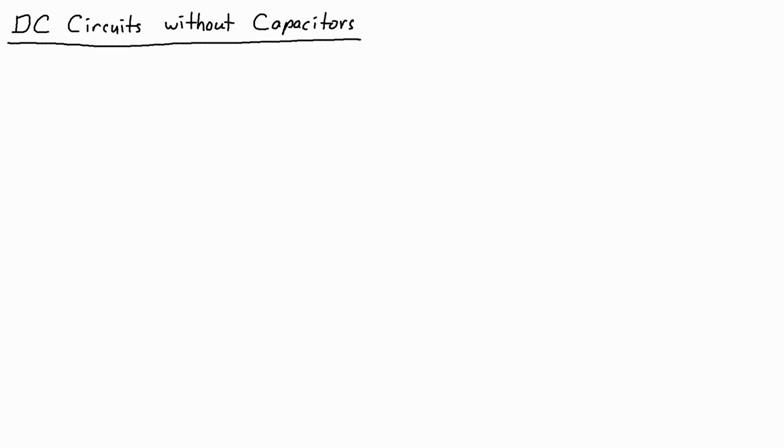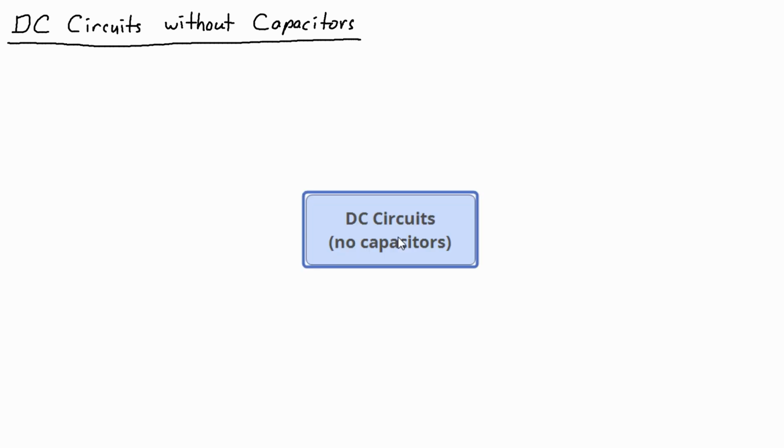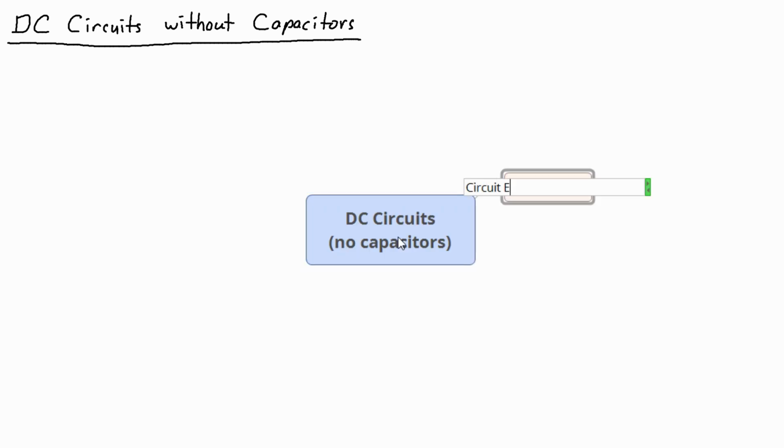Now it's time to look at DC circuits, and I'm going to start by introducing DC circuits without capacitors. I'm going to use mind map software for this. So in the center we have DC circuits, no capacitors. The first thing I'm going to look at are different circuit elements.